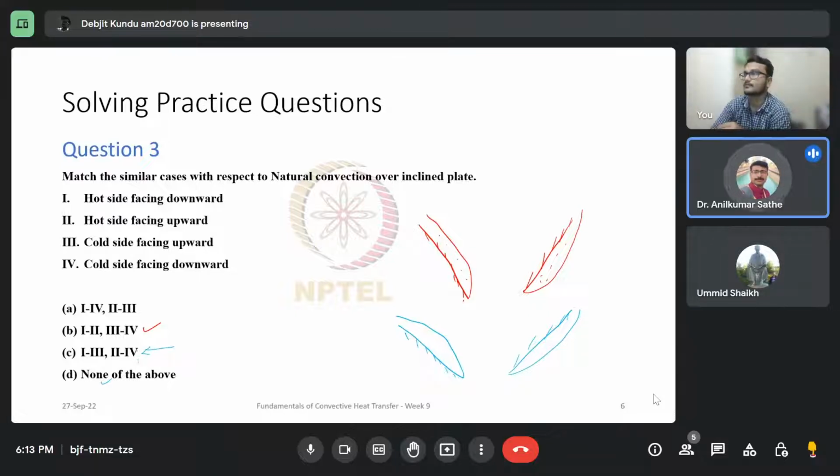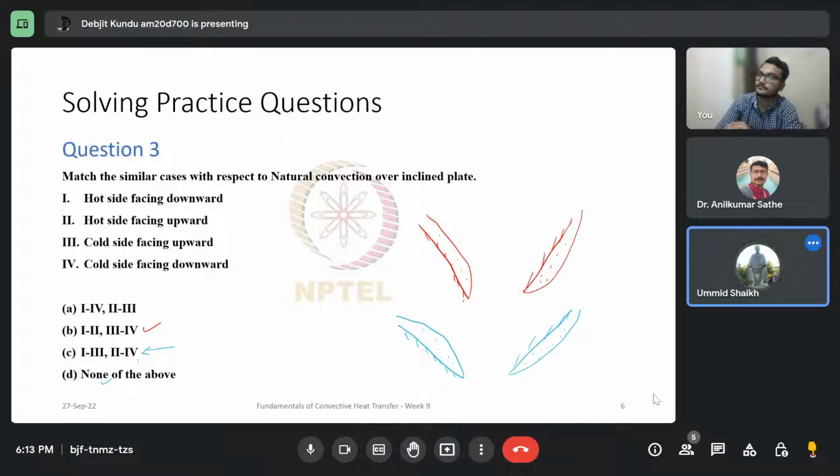Sir, actually in a hot plate, the leading edge is at the bottom. Yes, they said similar. Similar means... So let's have a look at the correct answer.